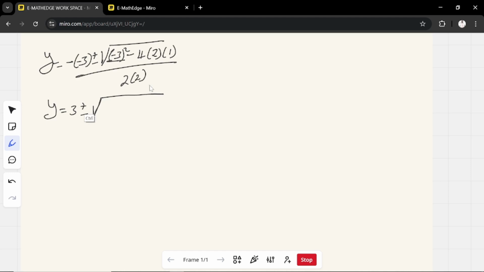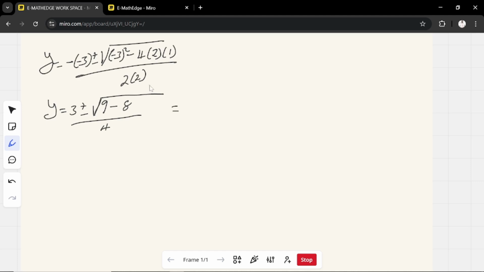and when any number is raised to the power of 2 or being squared, it is the same thing as that number multiplying itself. So minus 3 squared is the same thing as minus 3 times minus 3, and minus times minus, we are going to have a positive sign, while 3 times 3 is going to give us 9. So that simply means that minus 3 squared is going to give us 9, minus 4 multiplied by 2 is 8, multiplied by 1 is going to give us still 8. All divided by 2 times 2 is 4, right?